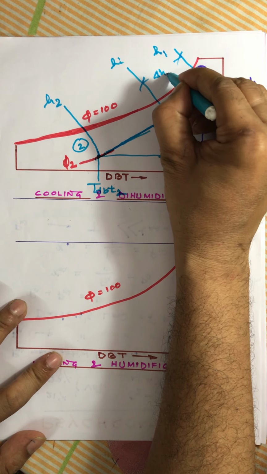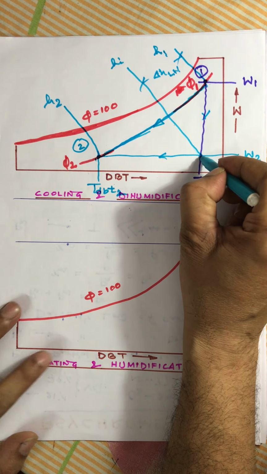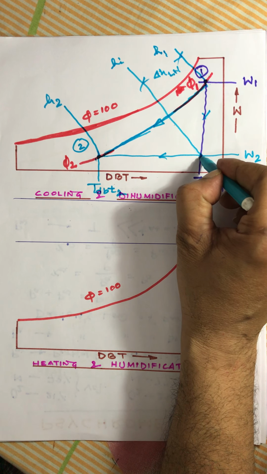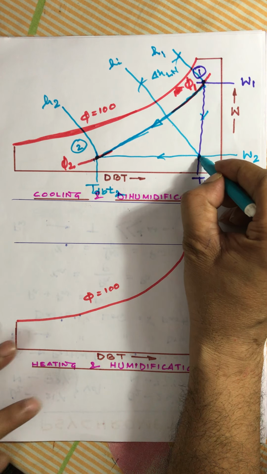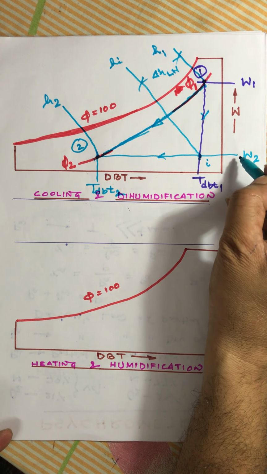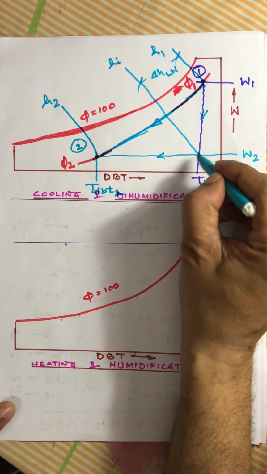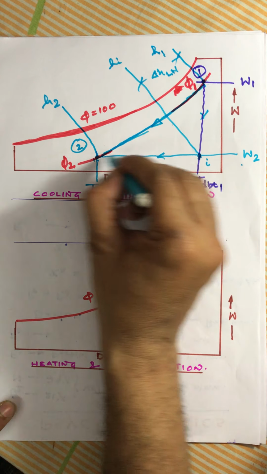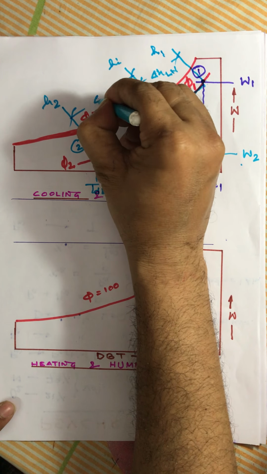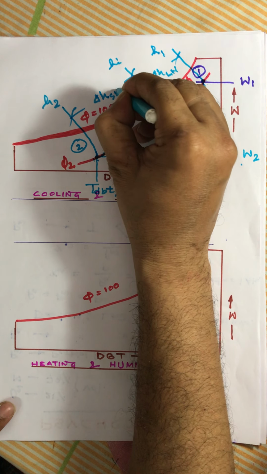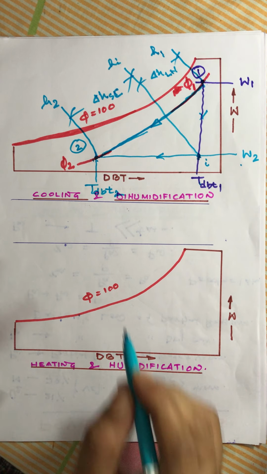Latent heat. So, del H latent heat, because from here to here some water vapor will be rejected from the mixture, and that is why at constant dry bulb temperature the W becomes minimum. That means W is going to decrease, and from I to 2, that is the sensible cooling process. So, from here to here, that is del H sensible cooling.